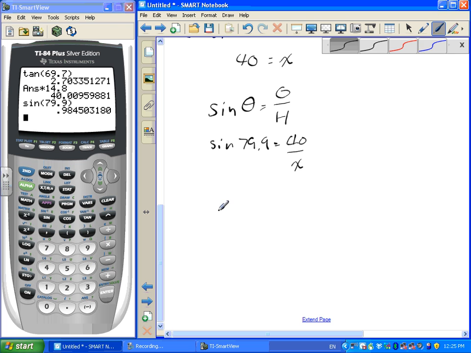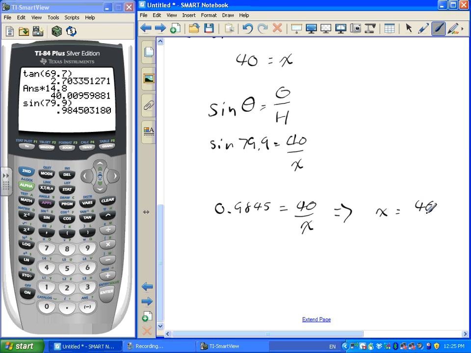Sine 79.9 is equal to 0.9845 over x. Now, here's the confusing part for many of you. I'm still trying to solve for x. So I'm going to do this in 2 steps. I'm going to tell you right now, the fastest way to do this is just switch the x and the 0.9845. So it becomes x equals 40 over 0.9845. But I'm going to show you that in steps.